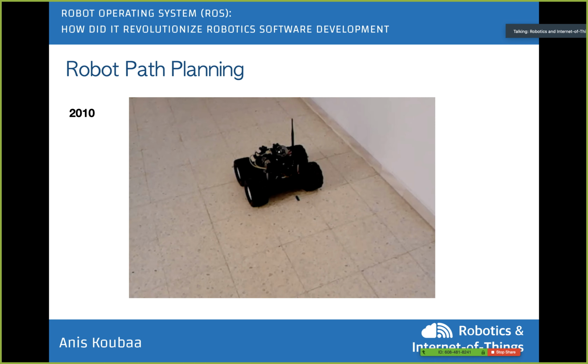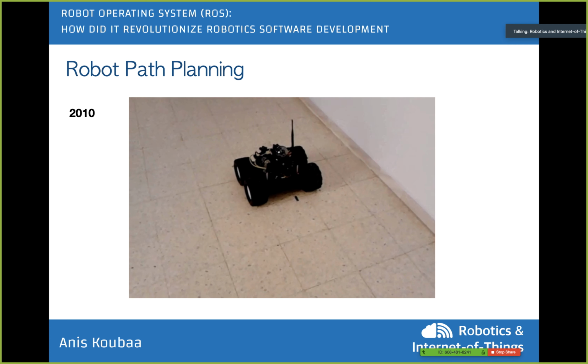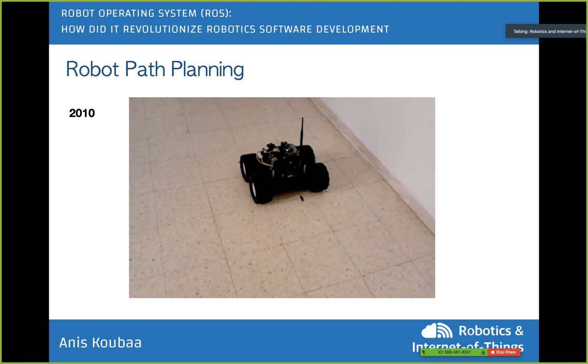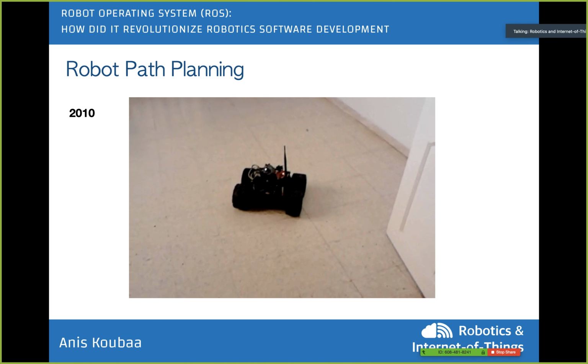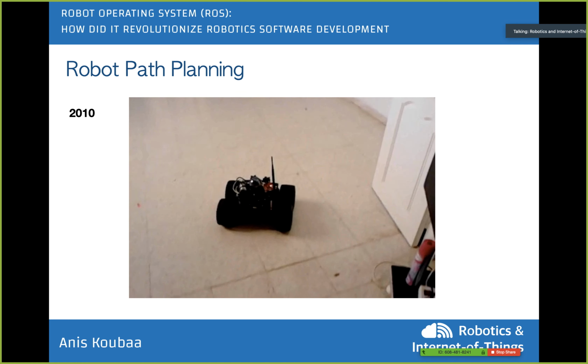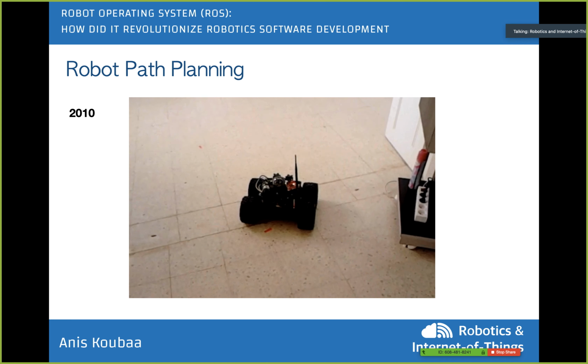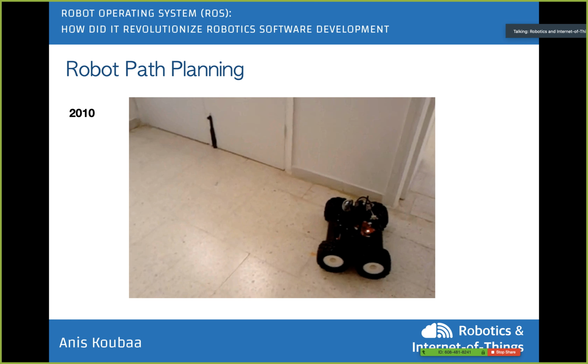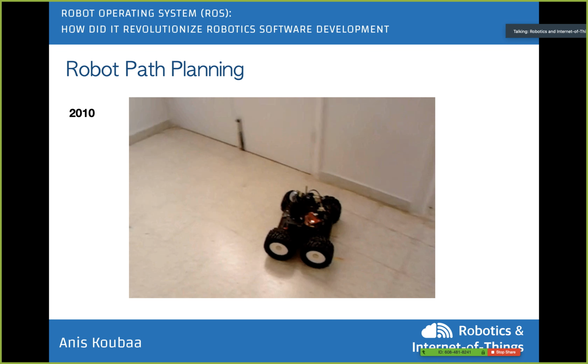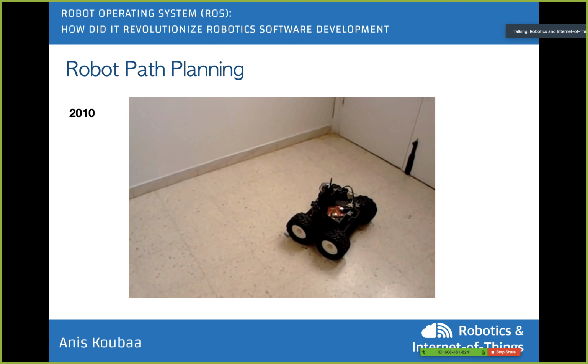So why Robot Operating System? Let's consider one of the projects that we were doing back in 2010. We were working on path planning algorithms. This is a nice platform, the WiFiBot robot, but at that time it didn't support ROS. ROS was still starting, maybe still version 1 or version 2. It was not as popular as it is today.